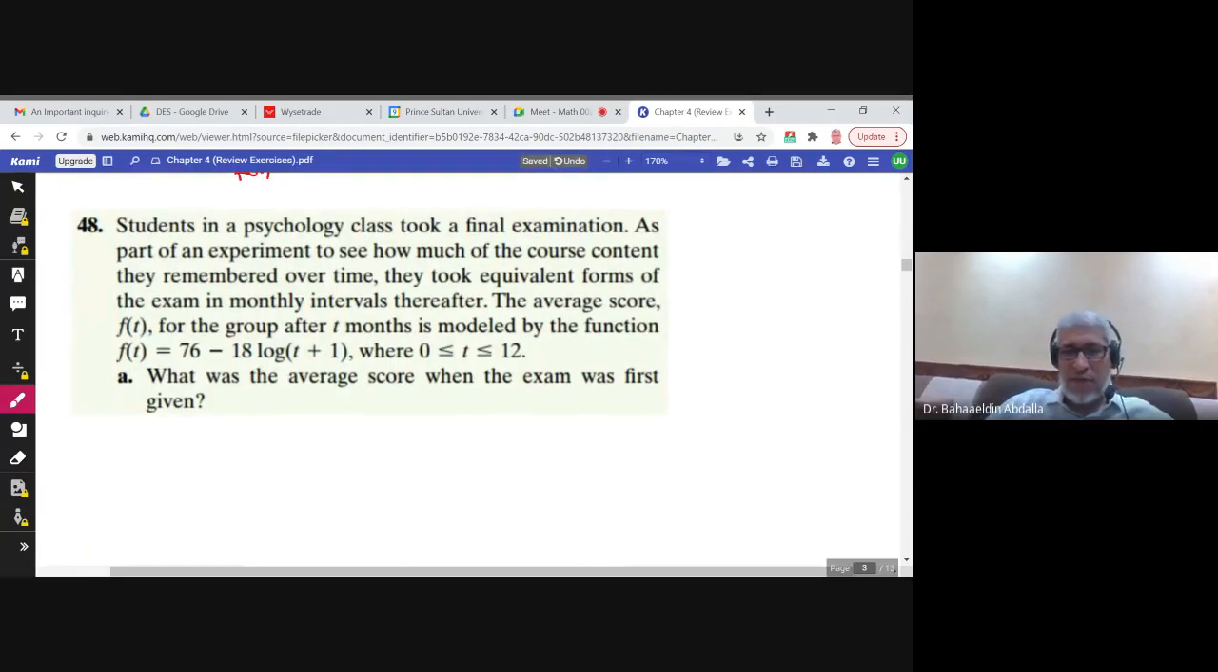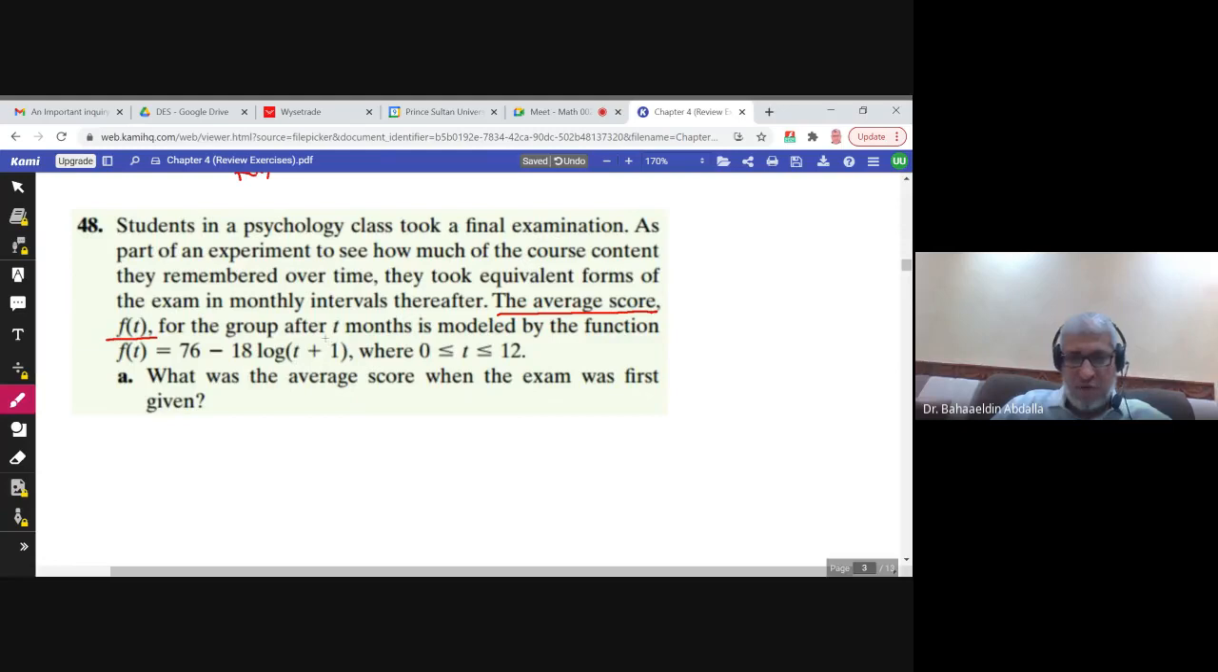Students in a psychology class took a final examination as part of an experiment to see how much of the course content they remembered over time. They took equivalent forms of the exam in monthly intervals thereafter. The average score f of t. So that's the first important sentence for me. What is f of t? f of t is the average score for the group after t months.